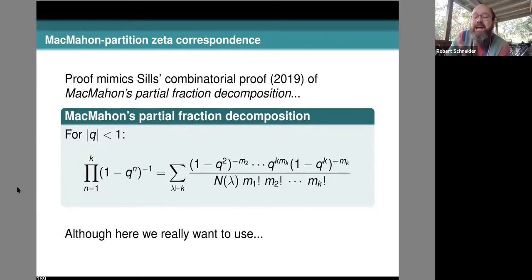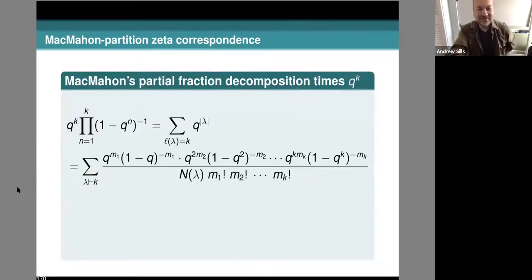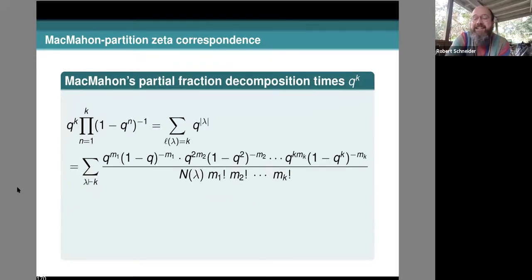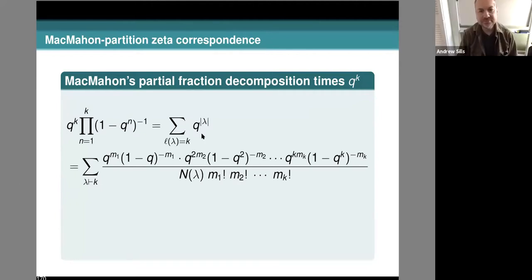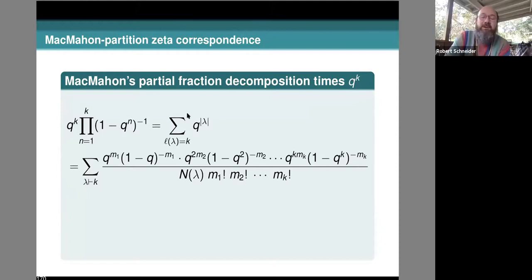Thank you, Drew. Yes, yeah. This is where I was going with the next one. You're right, Drew. Thank you. What we really want is to multiply that by q to the k, so that we insert a part of size k. So now we have, thank you very much, Drew, partitions of length k on the left, exactly k.